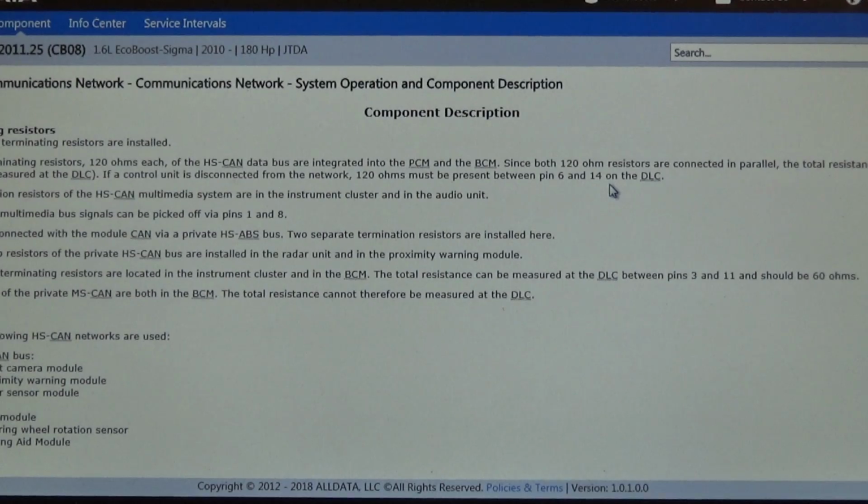And then we've got a bit of basic information here from All Data. On our high-speed CAN network, 2 terminating resistors, 120 ohms each, are integrated into the PCM and BCM. So that's the engine computer and the body module. Since both 120 ohm resistors are connected in parallel, the total resistance is 60 ohms measured at the DLC. If a control unit is disconnected from the network, 120 ohms must be present between pins 6 and 14 on the DLC.